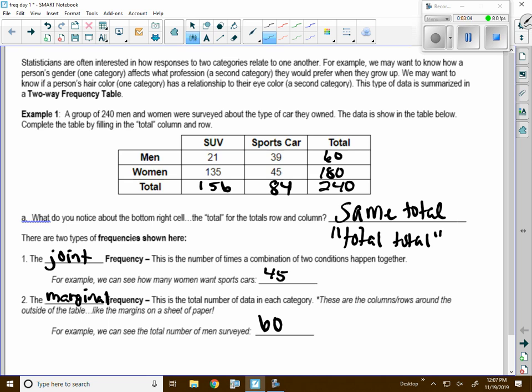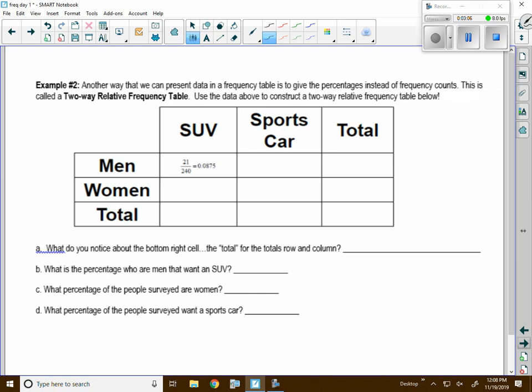Good so far? Okay, the next one is a two-way frequency table where we have percentages. Now we're just going to be finding percentages. The first one is just an example. If you look up top, how many men wanted SUVs? What was the number in your first table? 21. To find the percentage, we take that 21 and divide it by the total, which is 240, and we get this decimal.